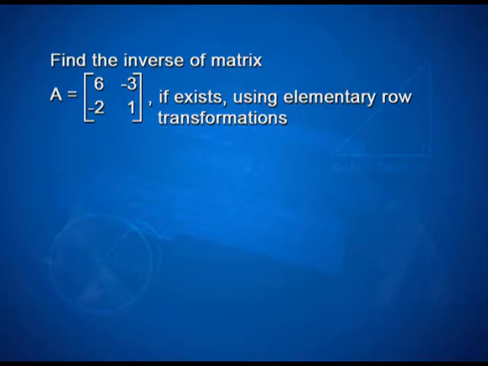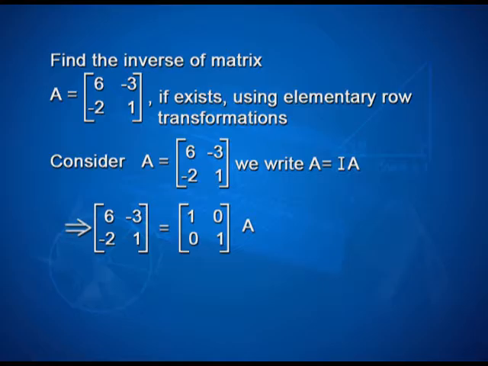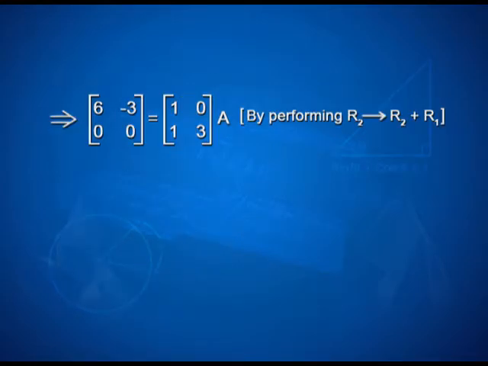Find the inverse of matrix A, [6, -3; -2, 1], if it exists, using elementary row operations, that is transformations. Consider matrix A as [6, -3; -2, 1]. We write matrix A as identity matrix into matrix A. That implies [6, -3; -2, 1] is equal to identity matrix [1, 0; 0, 1] into A. By performing the operation R2 obtained by 3 into R2, we get [6, -3; -2, 3] is equal to [1, 0; 0, 3] multiplied by matrix A. This can be further simplified as [6, -3; 0, 0] is equal to [1, 0; 1, 3] into A.